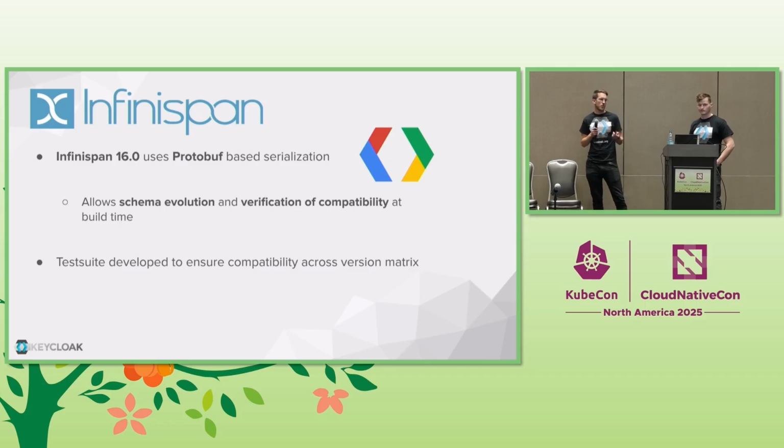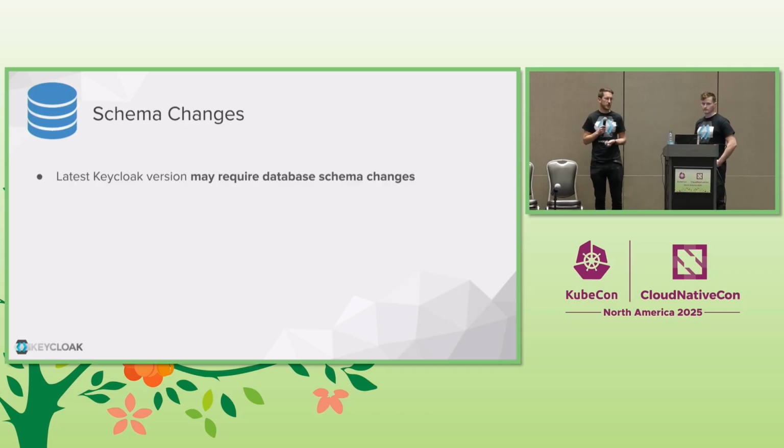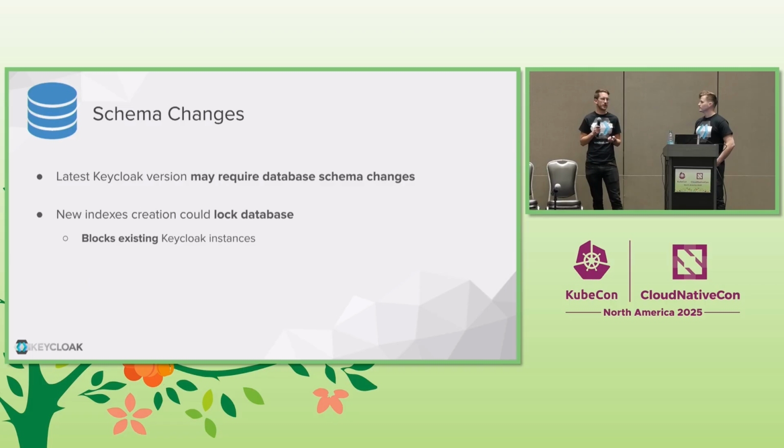Then the next challenge is database schema changes. Newer Keycloak versions may require changes to the database schema. However, things like new index creation can be problematic because it potentially can lock the database, which in a rolling update scenario is problematic because we're trying to avoid downtime, but if you lock other Keycloak pods from accessing the database, you effectively have downtime.